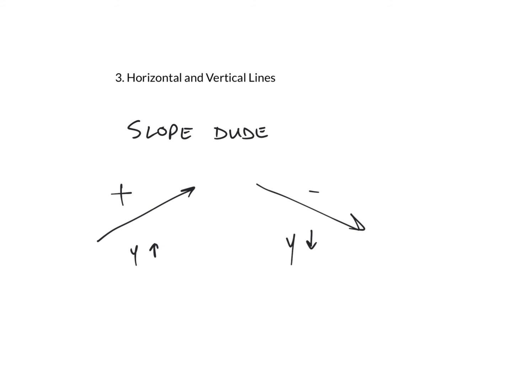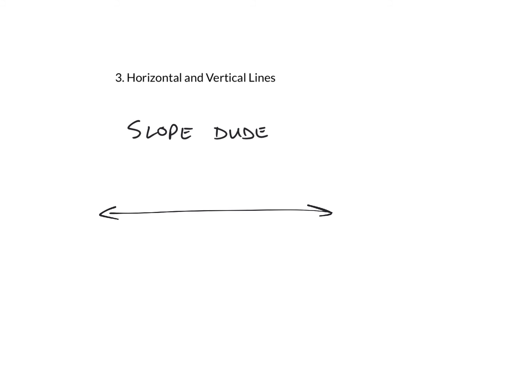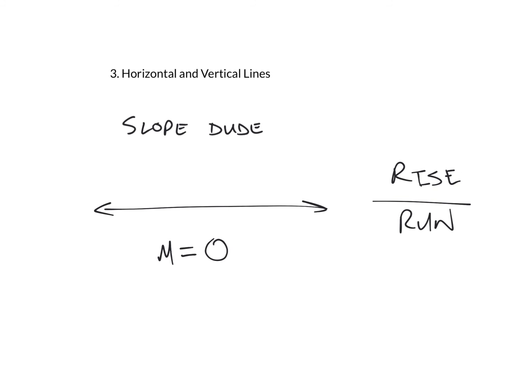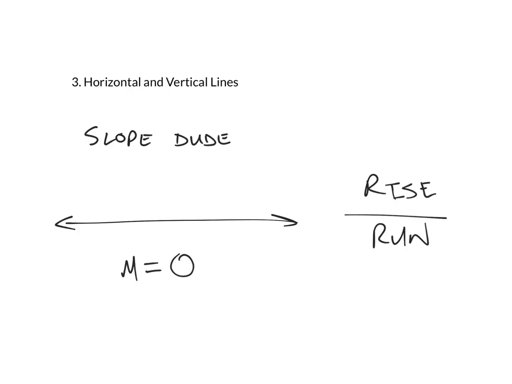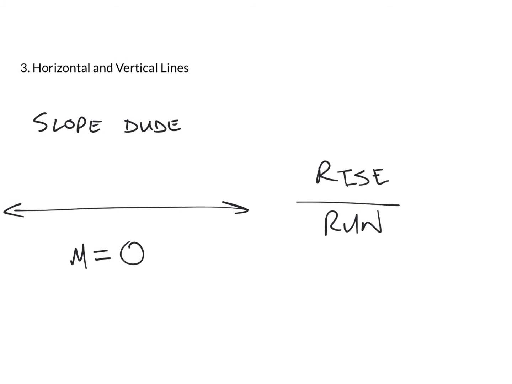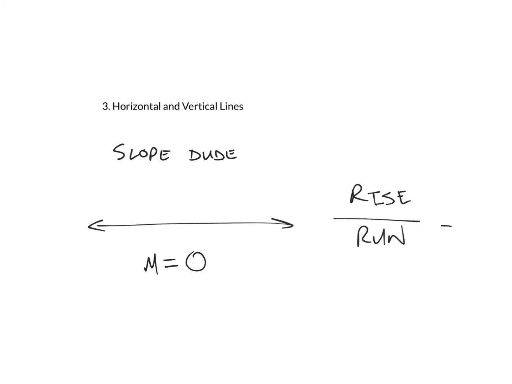What if those y values don't change? Meaning the line is just horizontal. The y values do not change. The slope of this line is 0. And the reason is, if we remember that slope is rise over run, in this case, since my y value isn't changing, the rise is just always going to be 0.